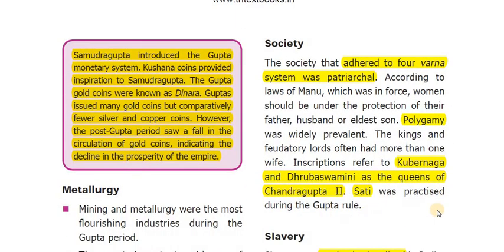Society. The society that adhered to the four Varna system was patriarchal. According to the laws of Manu, which were in force, women should be under the protection of their father, husband, or eldest son. Polygamy was widely prevalent. The king and feudatory lords often had more than one wife. Inscriptions refer to Kubernaga and Durbaswamini as the queens of Chandragupta too. Sati was practiced during the Gupta rule.